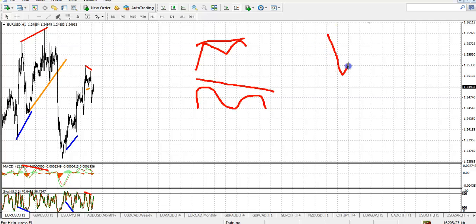Classical bullish divergence is when the market makes 2 points, a low and a lower low, and then a higher low.